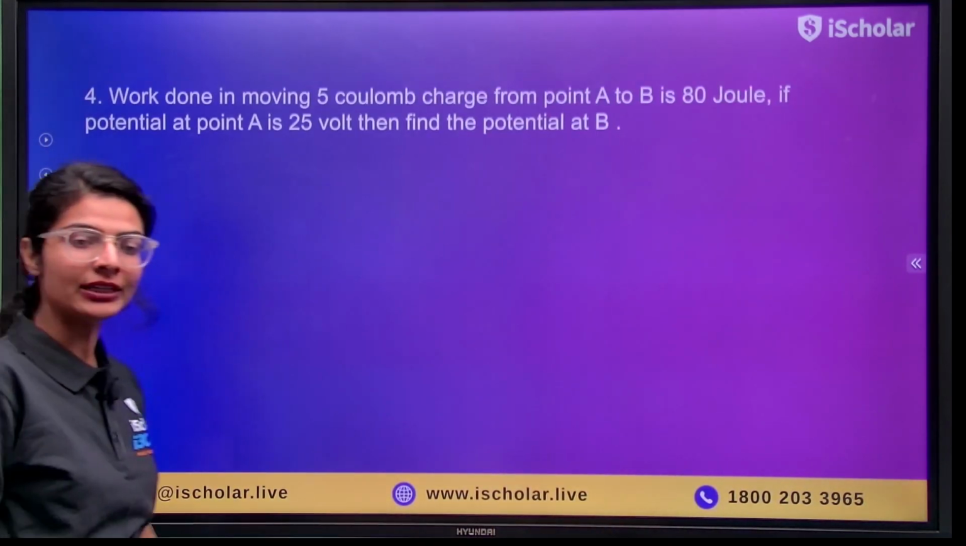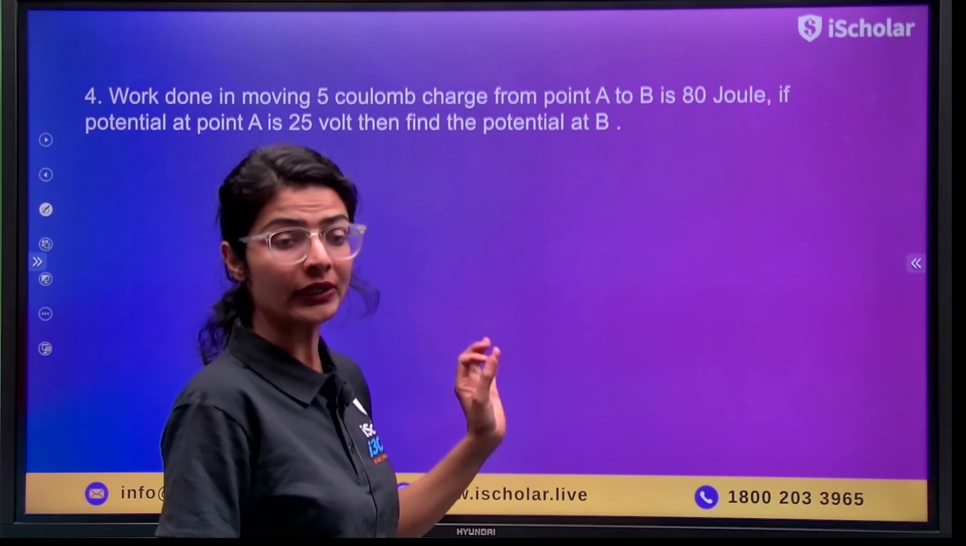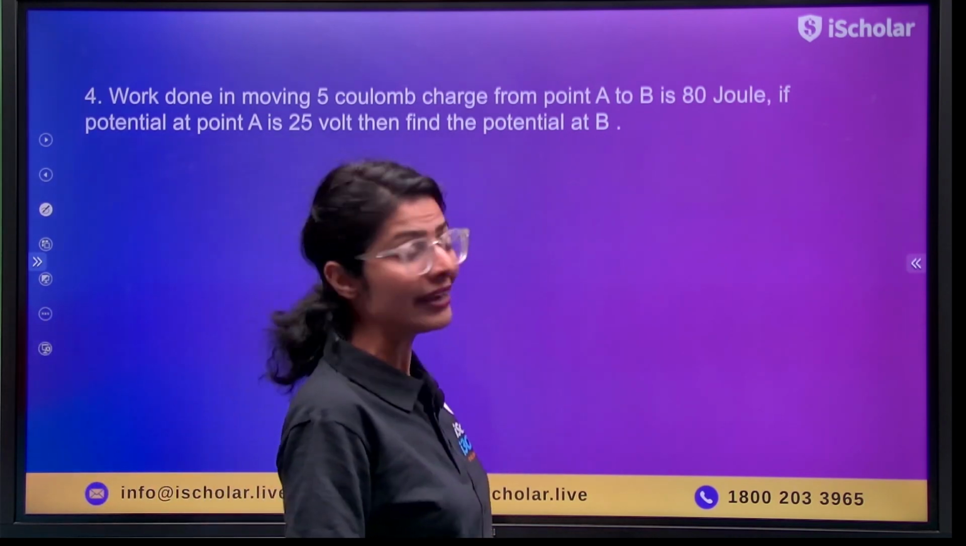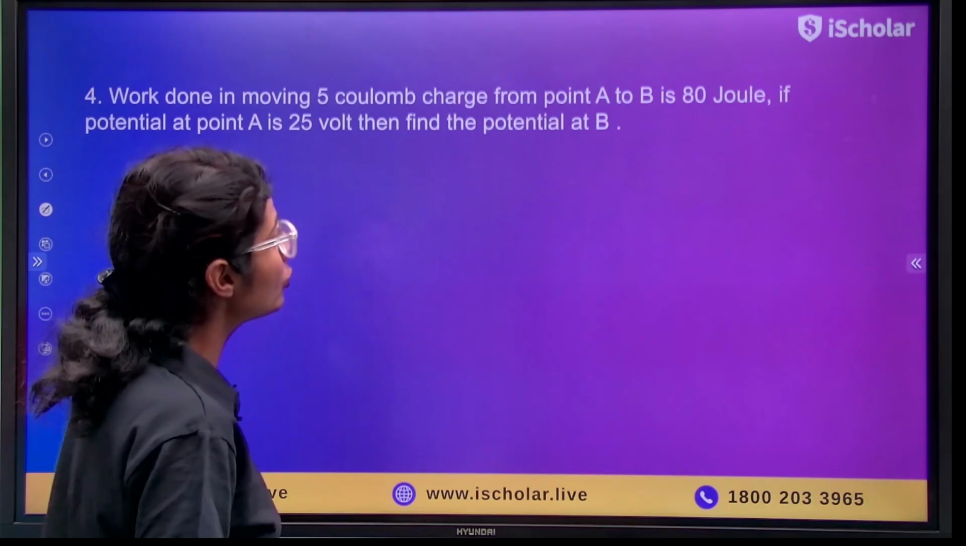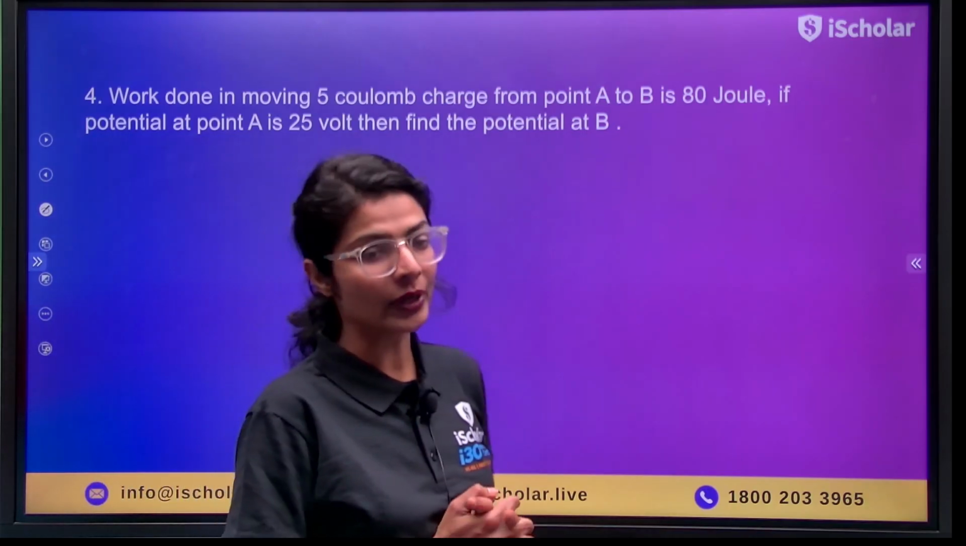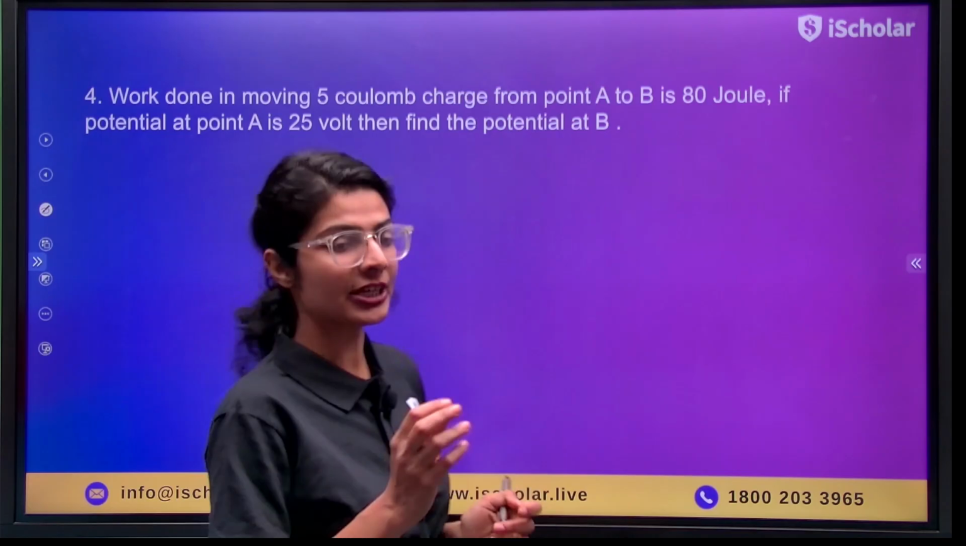Okay, so coming on the next question is a very good type. It is given that work done in moving a charge of 5 coulomb from a point A to B is 80 joule. If the potential at point A is 25 volts, what is the potential at the point B?